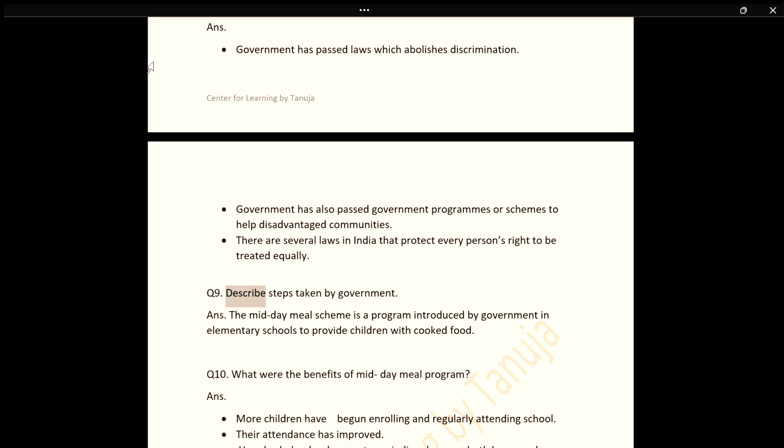Q9. Describe steps taken by government. Ans. The midday meal scheme is a program introduced by government in elementary schools to provide children with cooked food.